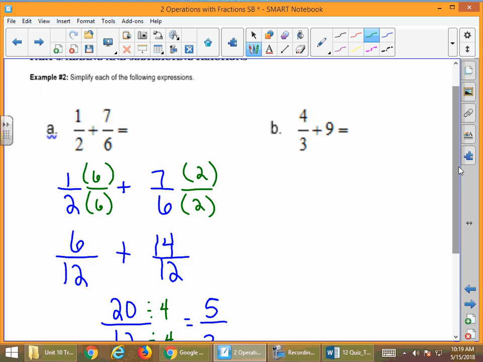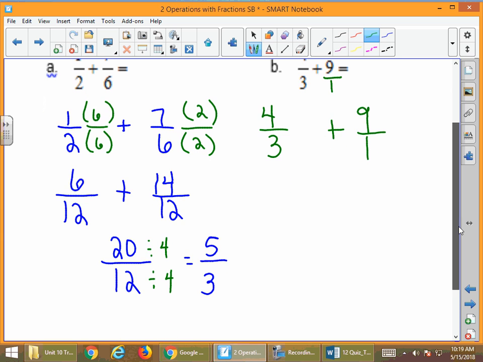On letter B, remember once again, if there's nothing written underneath, then it's a 1. I'm going to write it with spacing here. 4/3, leave a little bit of space, plus 9 over 1. And we want to find the common denominator. Well, the common denominator is 3 times 1. So it's going to be 3.